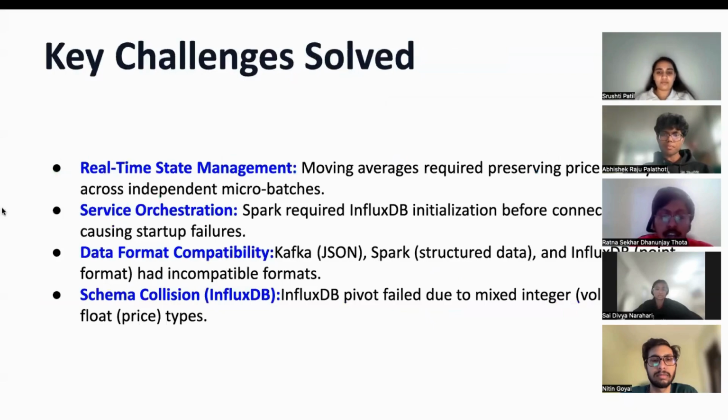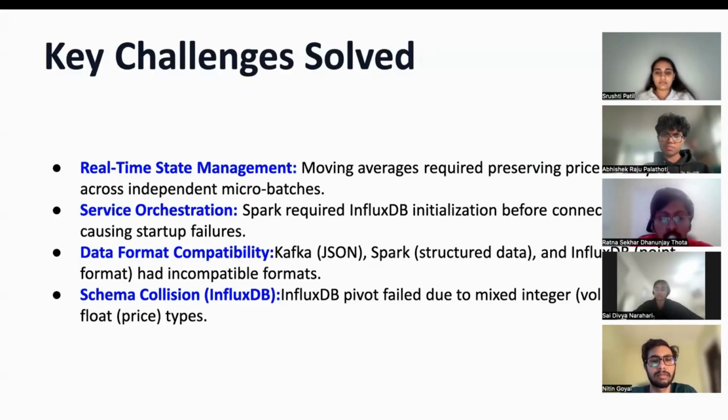So, to reach that level of performance, we had to solve a few key challenges. One of the biggest was state management in Spark because Spark processes data in micro batches. It doesn't remember previous values on its own, so we had to build a mechanism to maintain the rolling window needed for moving averages. We also had to address service startup issues.